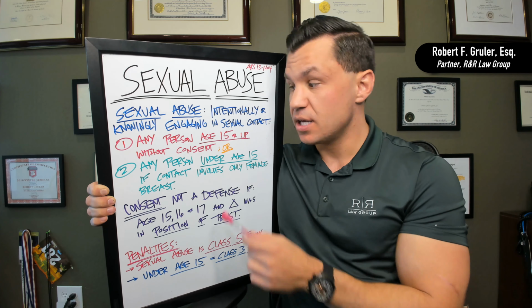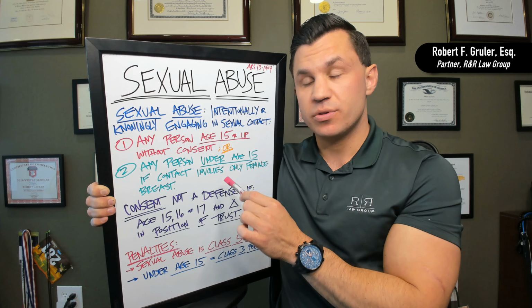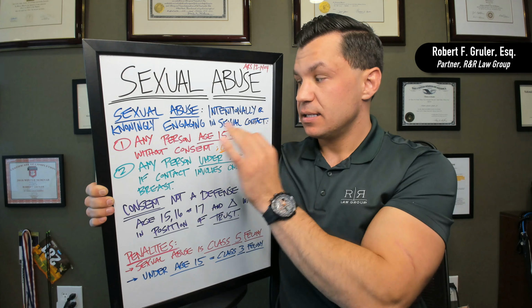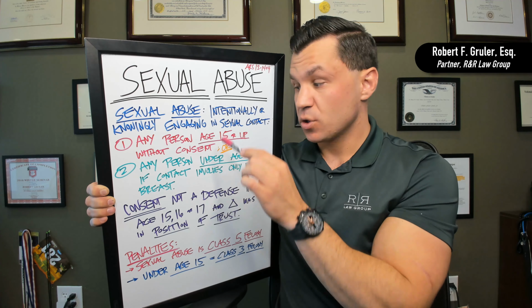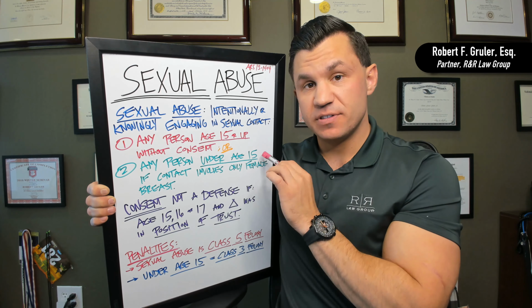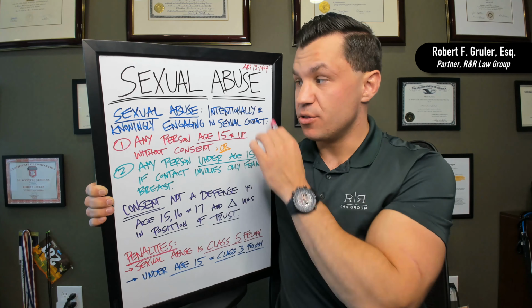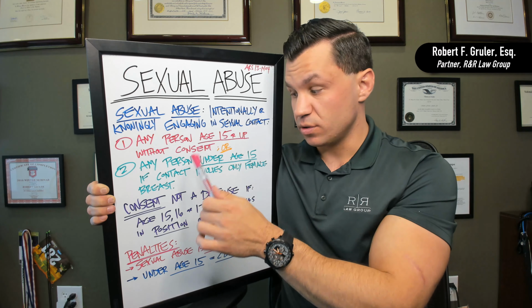We'll talk about that later. It's called molestation. But specifically here, the law covers two things. It's any sexual contact with any person over the age of 15 without their consent, or under the age of 15, female sexual breast. Those are the two ways that somebody can be charged with sexual abuse.